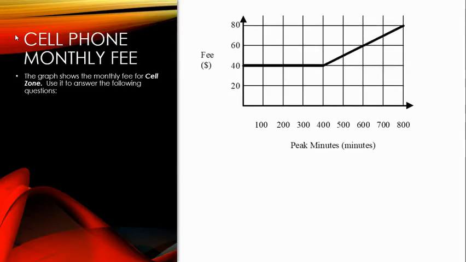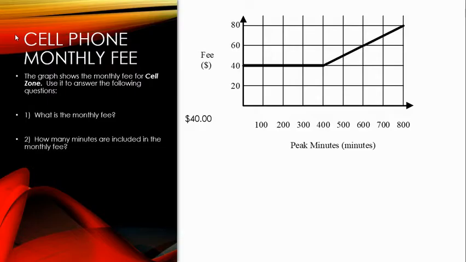Okay, let's take a look at cell phone monthly fees. The graph shows the monthly fee for Cell Zone. Use it to answer the following questions. Please notice that the y-axis is your fee amount, and the x-axis is your minutes. So what is your monthly fee? That's right, it is $40.